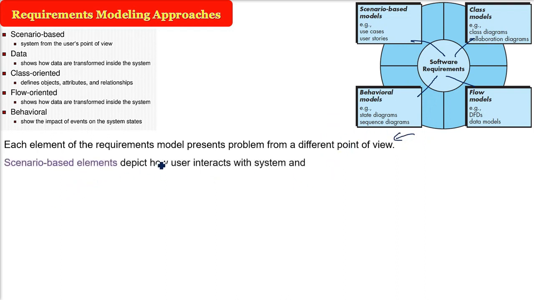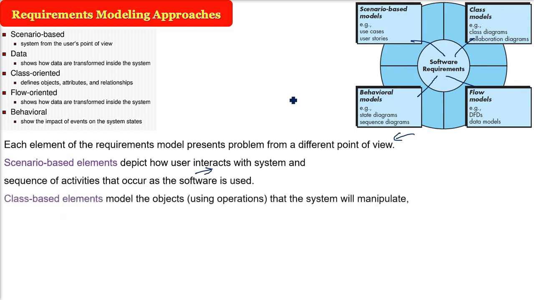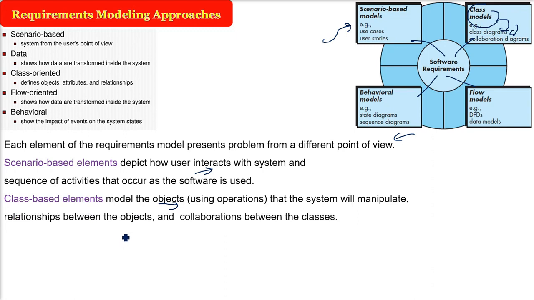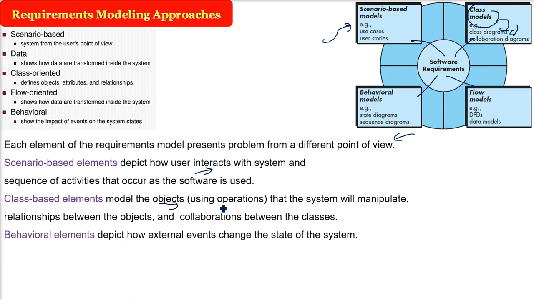For example, the scenario-based model. This shows how the user interacts with the system and the sequence of activities, the flow of activities that occur as the software is used by a certain actor or certain people. In scenario-based, you will create use cases, user stories. In the class-based model, the objects, and of course the functions that will be manipulating these, the relationships between the classes, objects, and collaboration between the classes will be shown here. For example, class diagram, collaboration diagram.